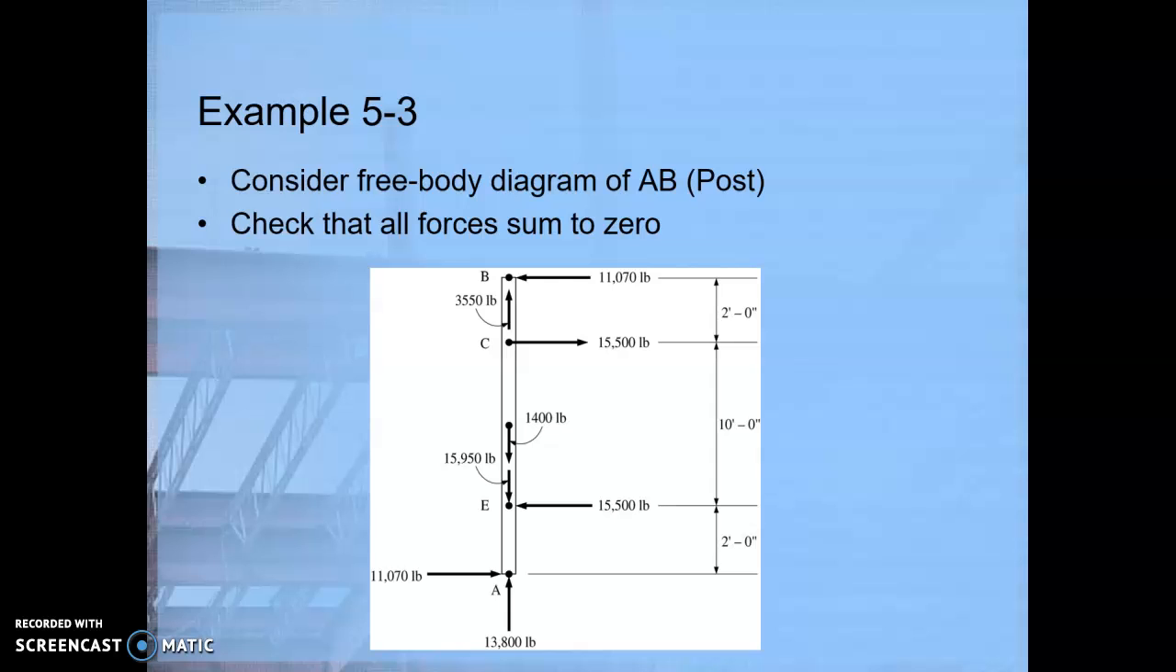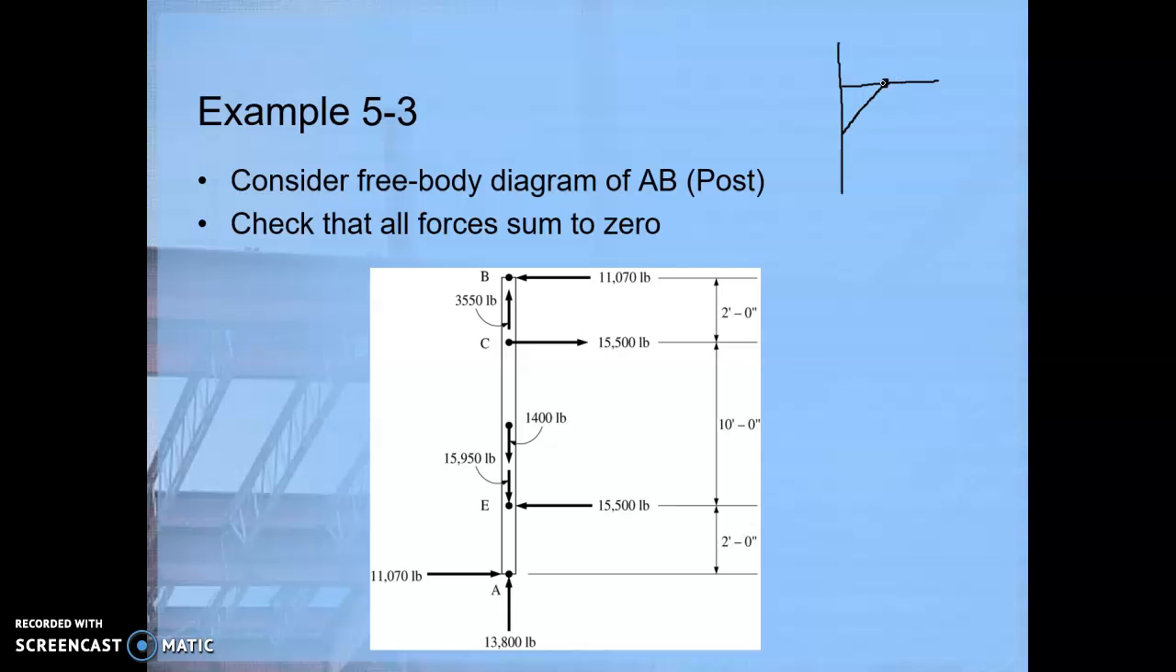Welcome back to our statics video in which we are working on example 5.3 from the textbook. We're doing a frame analysis. This frame, if you'll recall, I'll make a little sketch of it here, basically consisted of a post with a horizontal boom that was supported by a diagonal brace.